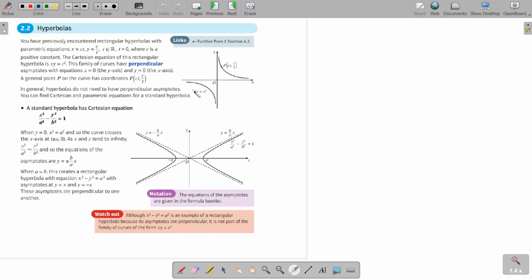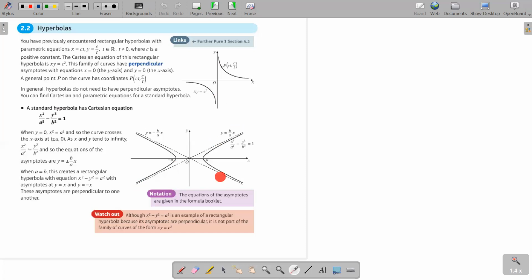So hyperbola, you have discussed a certain type of hyperbola in F1. In F1, you can remember xy equals c square. This one you have discussed. We name it a rectangular hyperbola. So this has been done in F1. Now, of course, we are not going to talk about the rectangular hyperbola here.